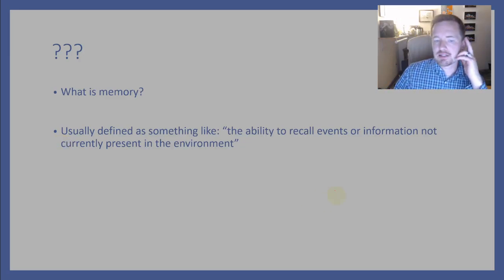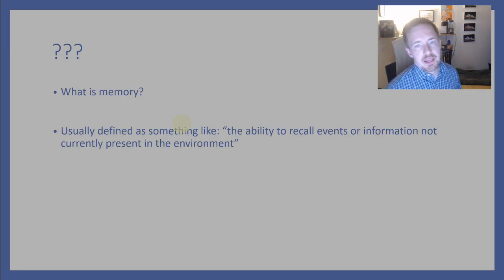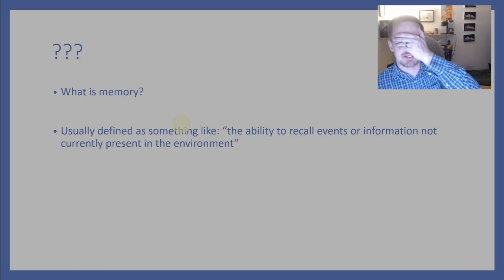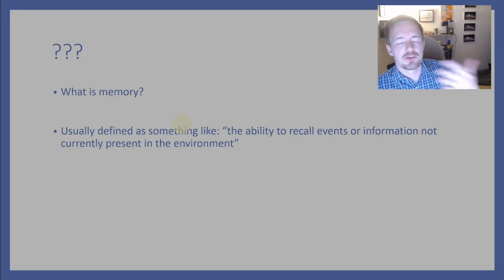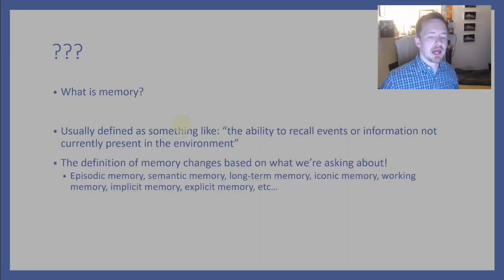Oftentimes, you're gonna get something like this. This is from your textbook. The ability to recall events or information not present in the current environment. So that would be like if you closed your eyes and then repeated that sentence back to me. That would be an example of memory. Why? Because you're able to recall information that is not currently presented to you because you have your eyes closed. It's not there, presented to you. So if you are able to recall it, that means you have a memory for it. If you aren't able to, then you don't have a memory for it. Simple as that.